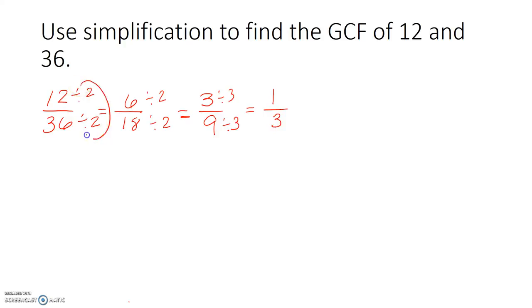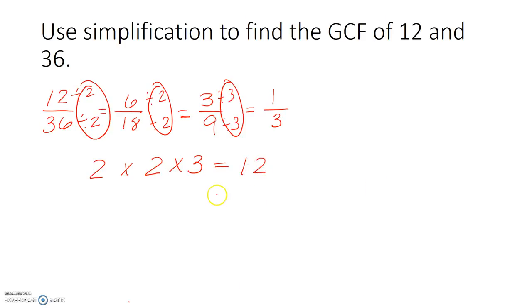So let's look at the factors we used to simplify. We used a 2, another 2, and a 3. So when I multiply, 2 times 2 is 4, 4 times 3 is 12. I now know that 12 is my GCF.